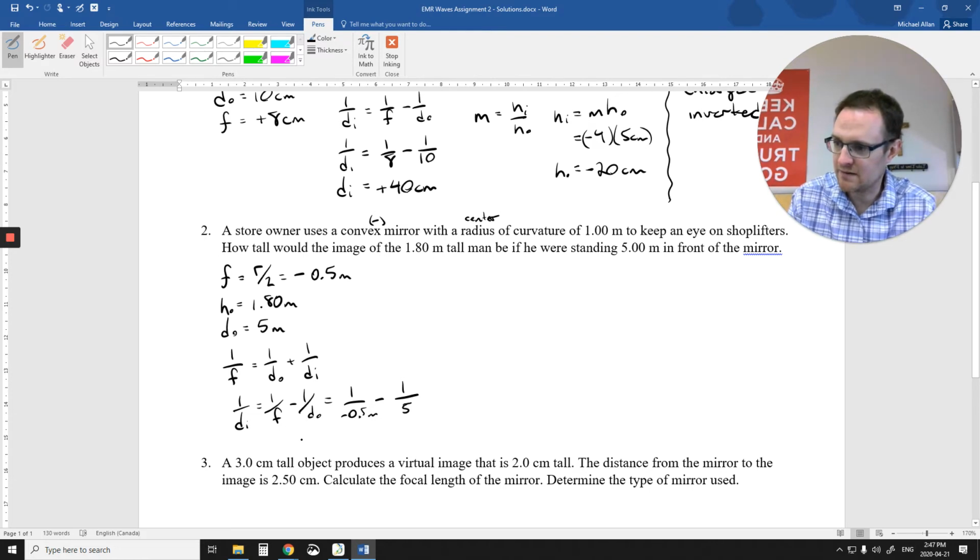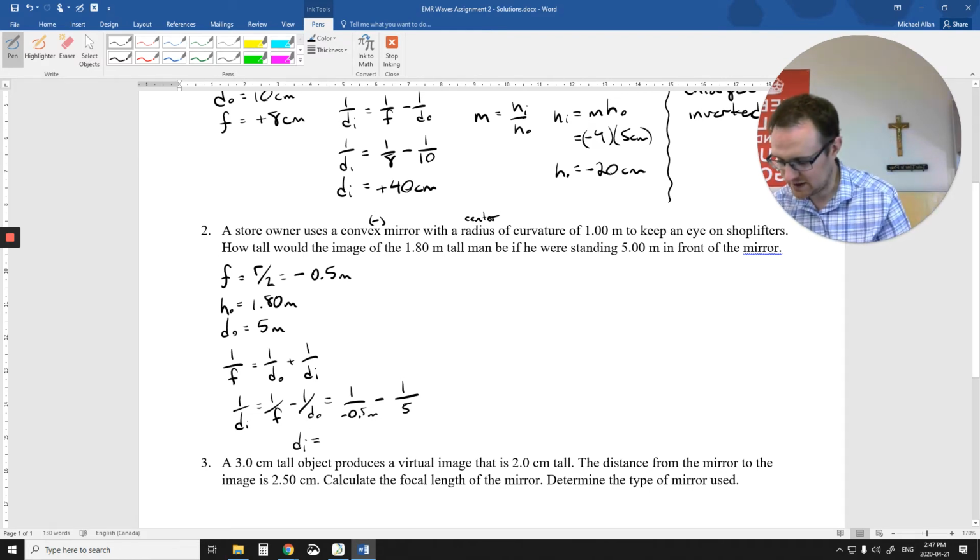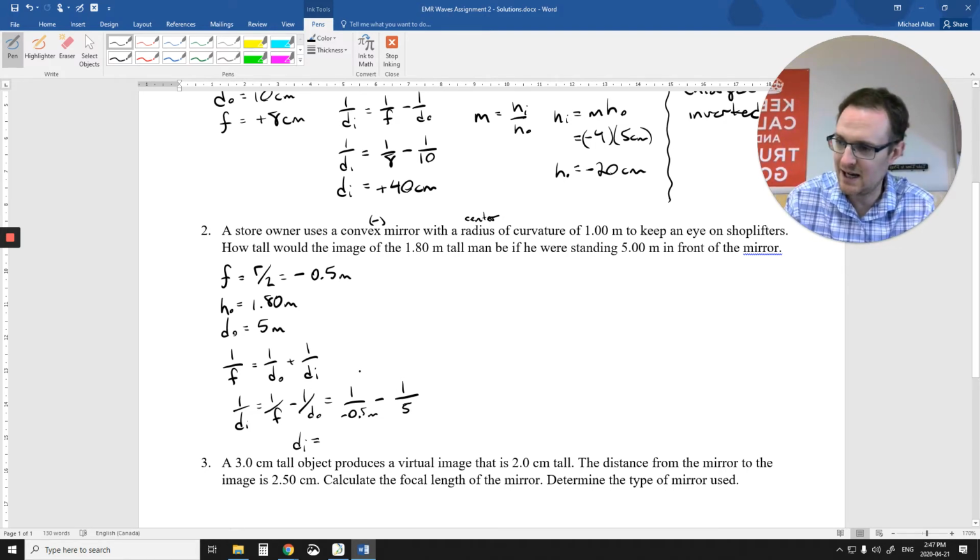We do that, we can find our DI. Our DI is going to be a negative number, it looks like, so that's fine. Then we go 1 over my answer here. So our DI is going to be negative 0.4545, repeating. That's not exactly what I wanted to find. I wanted to find the height.